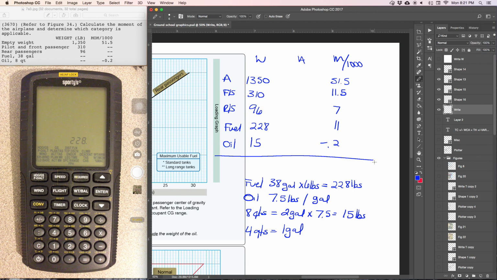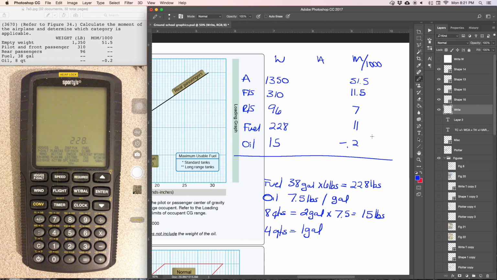Now that we have that information, we can determine the moment and the center of gravity. Go to the E6B, we're going to do weight and balance, and we are given weight and moment information. I'm going to start with the aircraft, 1350, and the moment is 51.5. Reduction factor 1. Enter again. Weight of the front seat passengers is 310, moment is 11.5.